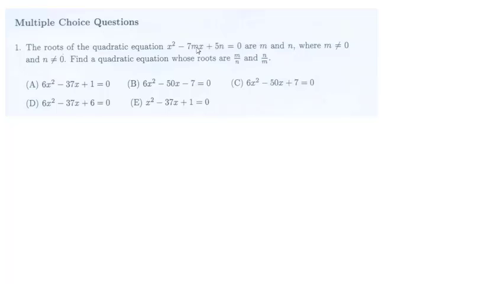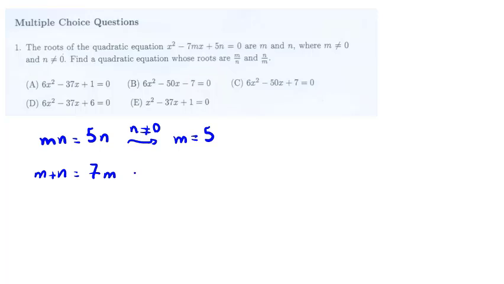When we have a quadratic equation like this, the product of roots, m times n, will be c over a. C here is 5n over 1. Also, the sum of the roots equals negative b over a. Negative b will be 7m. Because n is not 0, we can divide both sides by n, so m equals 5. And here we say n equals 6m. So from the first one, m is 5, so n is 6 times 5, which is 30.